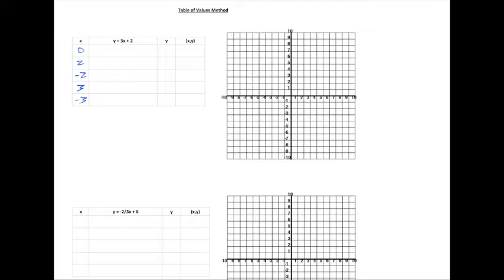Now really, you only need 2 points to graph a line, but it's better to have 3 or even 4 or 5 so you can verify that your points are all lining up in a line. And if you make a mistake, you can go back and try to correct that situation.